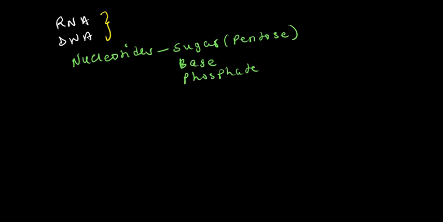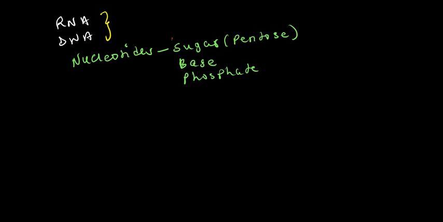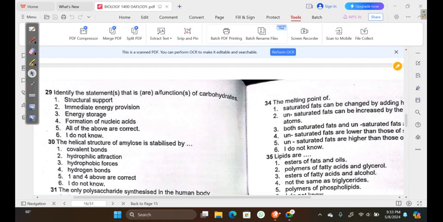Where is that? Formation of nucleic acids. So we can see that indeed carbohydrates also help us to form what? Nucleic acids. They are part of nucleic acids. So it's a true statement. So all the above statements are correct is the correct answer to this question.